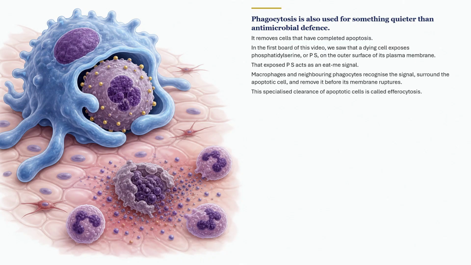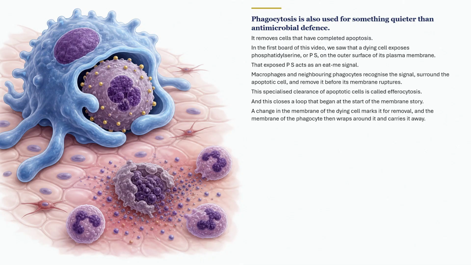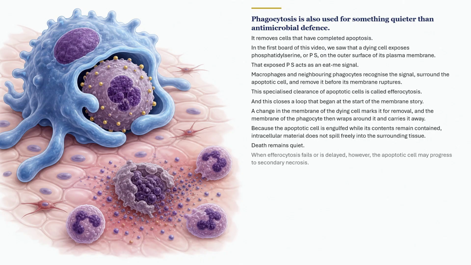This specialized clearance of apoptotic cells is called efferocytosis, and this closes a loop that began at the start of the membrane story. A change in the membrane of the dying cell marks it for removal, and the membrane of the phagocyte then wraps around it and carries it away. Because the apoptotic cell is engulfed while its contents remain contained, intracellular material does not spill freely into the surrounding tissue. Death remains quiet. When efferocytosis fails or is delayed, however, the apoptotic cell may progress to secondary necrosis.